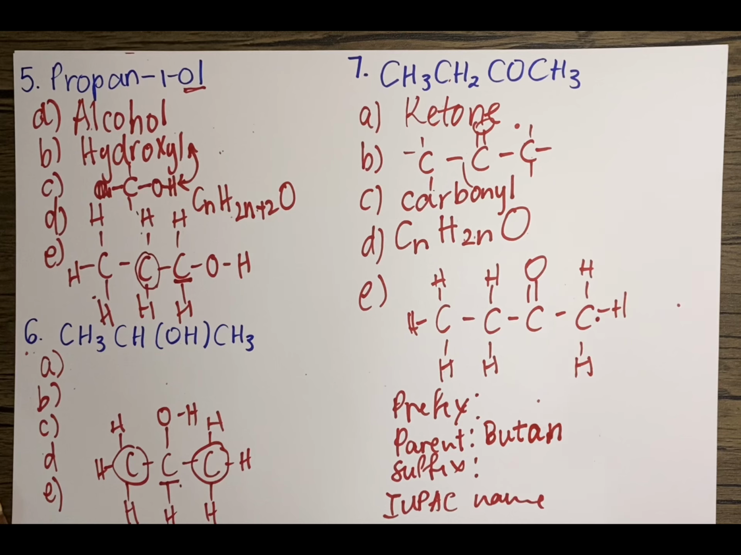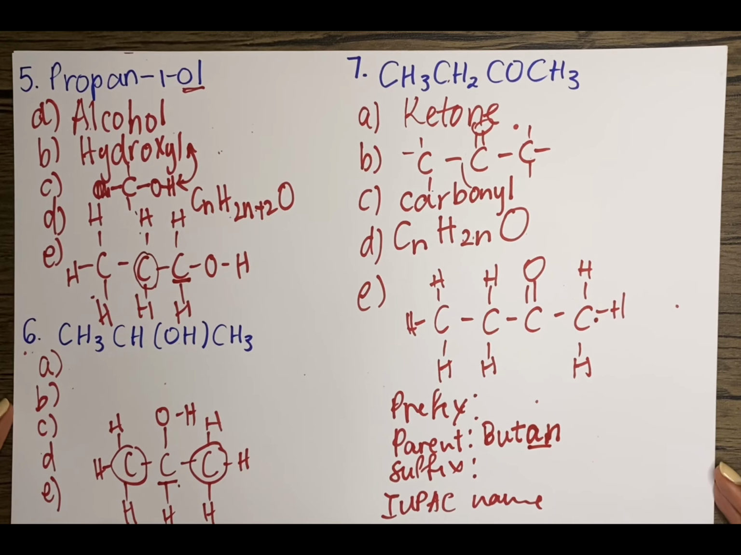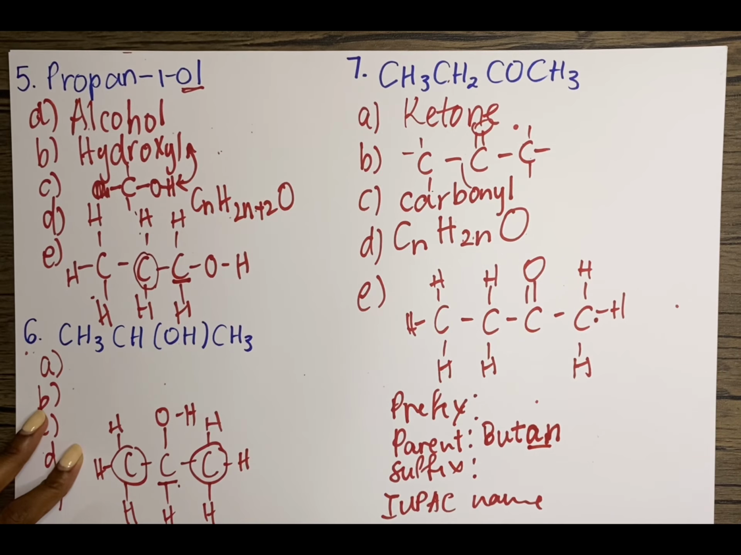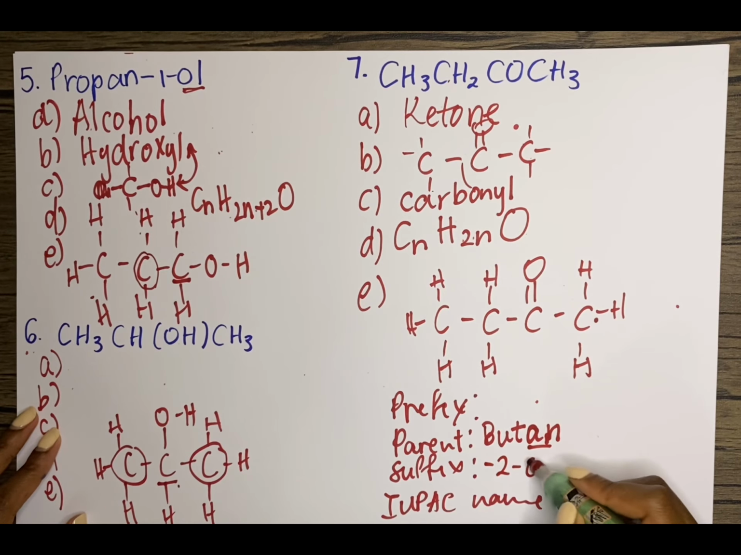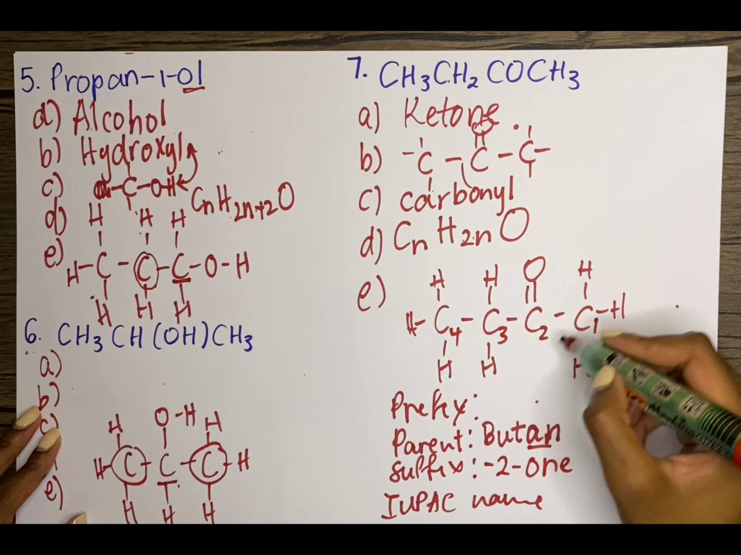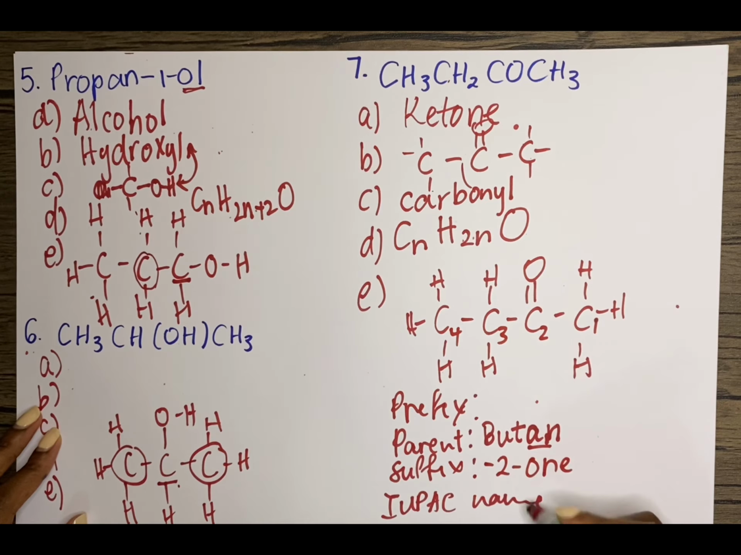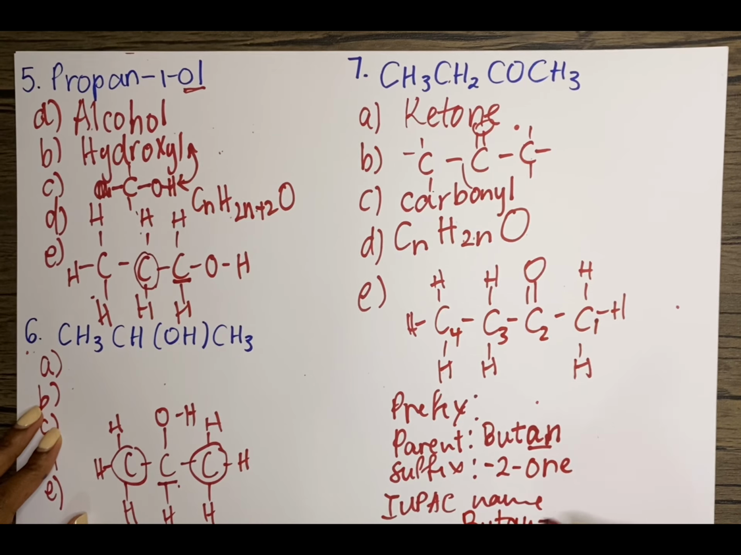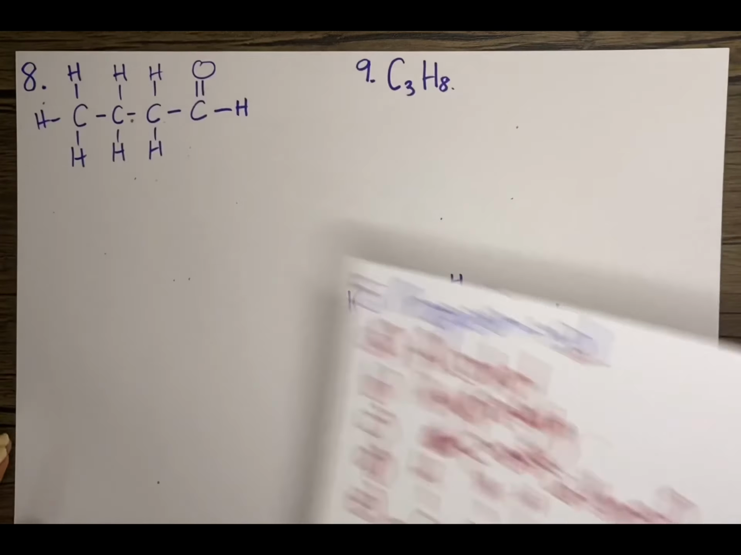Now we use butane, right? Or propane or ethane. So we add an AN to our parent name, right? And then the double bond O is on the second carbon. Why? Because I've numbered from the right to give the lower position to the double bond O. Had I numbered from the left, it would be on position 3. So the IUPAC name would be butan-2-one, right? That is number 7.